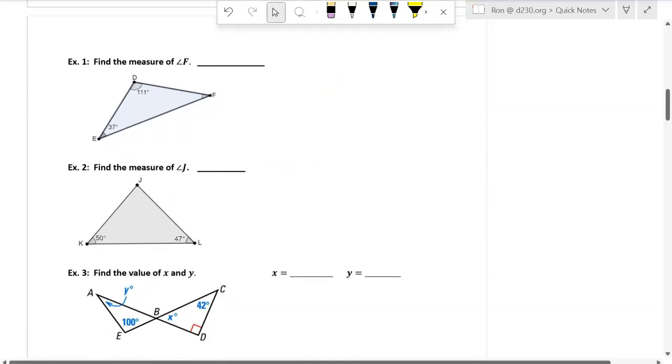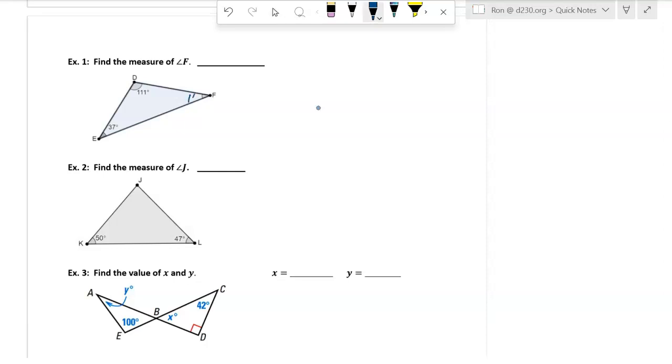So how do we find the measure of angle F in example 1? Well, looking for F, I'm basically saying 180 minus 111 minus 37 is 32 degrees. What do all three angles in a triangle add up to? 180 degrees. So the next one, if I'm looking for angle J, and I know these two angles, I'll approach this a little differently. Some people will add these angles up: 50 plus 47 is 97, and then they'll do 180 minus 97 and get 83 degrees. Either way is perfectly fine.